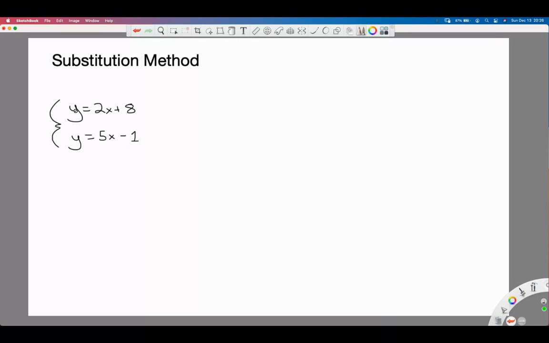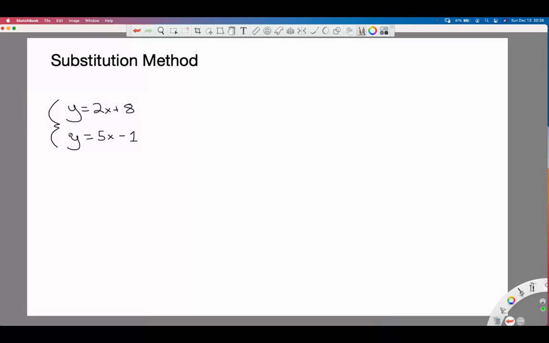If we had our system, a system is a group of two or more equations that work with each other to solve for values. We want to find the value of x and we want to find the value of y. Those two equations work with each other to find a value for x and a value for y. One of the methods for doing that is the substitution method.